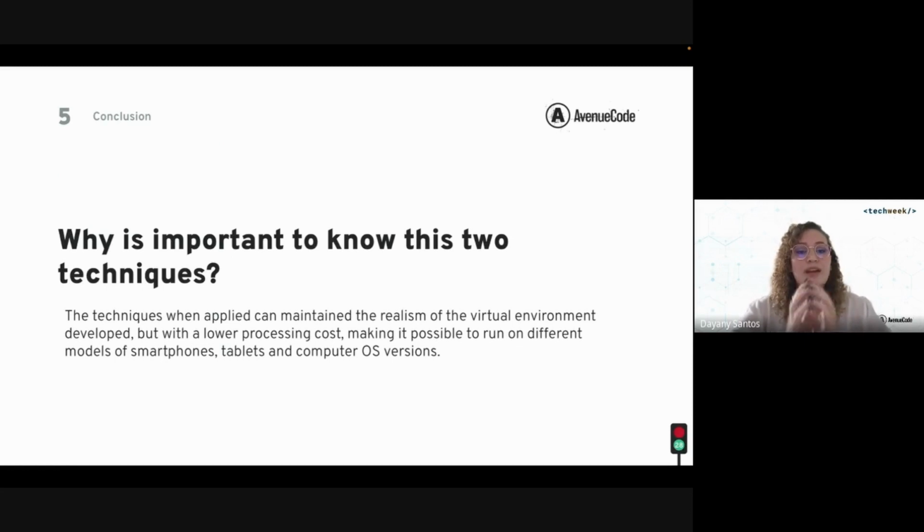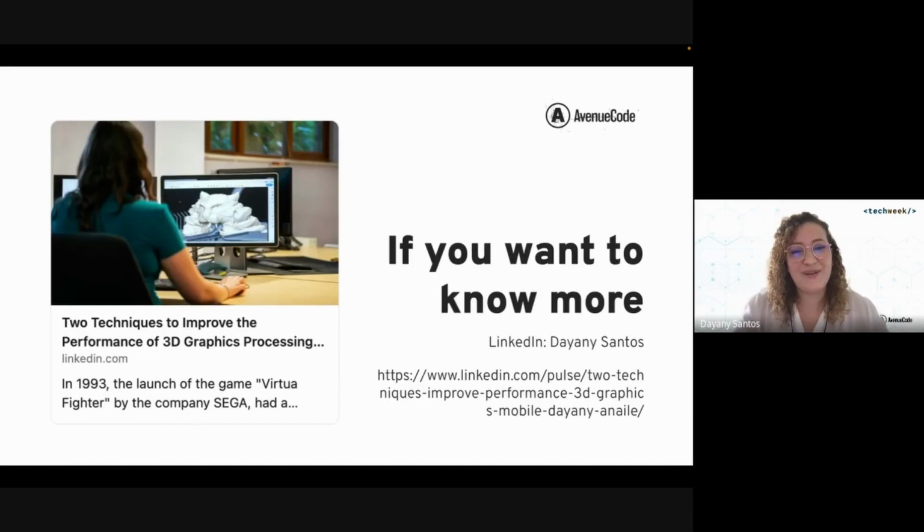So the technique, when applied, can maintain the realism of the virtual environment developed, but with a lower processing cost, making it possible to run on different models of smartphones, tablets, and computer OS versions. So it is very important because we can still have the realism and the greater computer graphics with lower processing costs. So this is it.